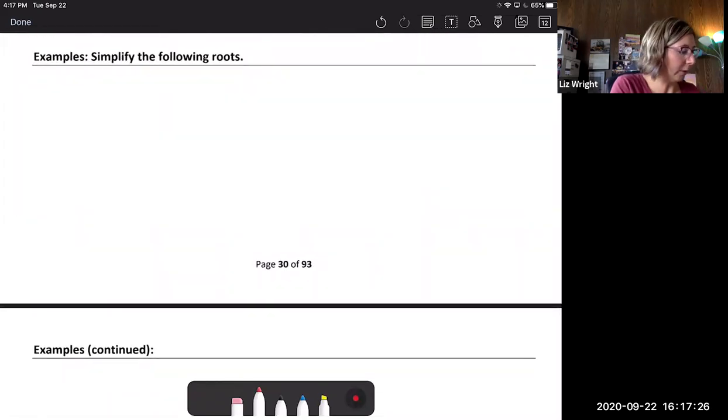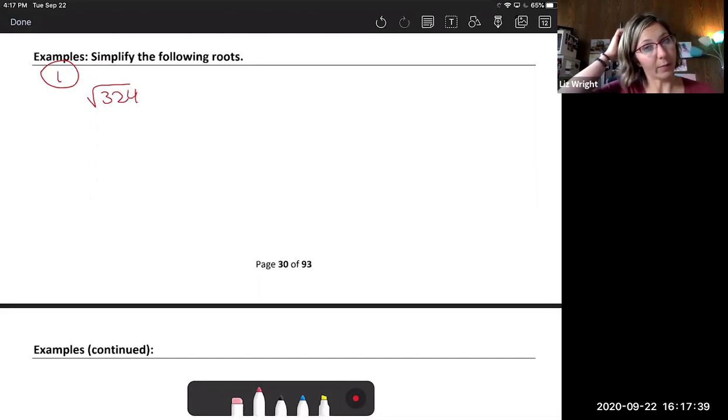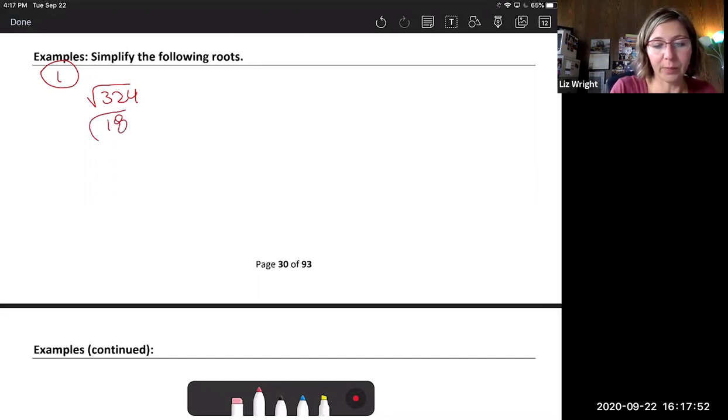So for our first example, I'm going to give you the square root of 324. You should always put this in your calculator first and find out if it's a perfect square. So put 324 in your calculator, hit the square root button. And you should come up to 18. 18 should be your answer for this one. So it's a perfect square. That one was super easy.